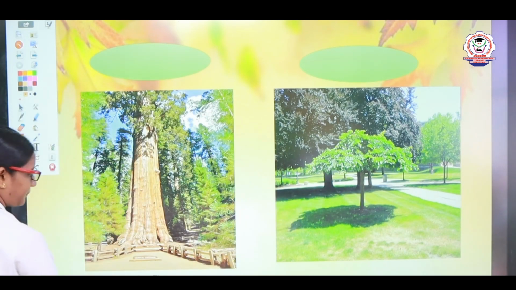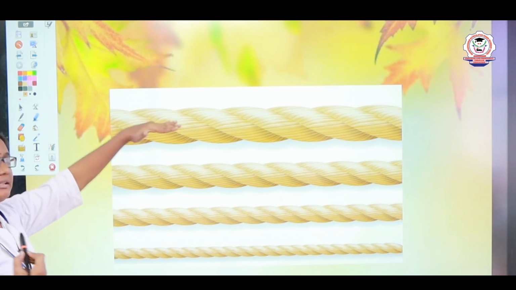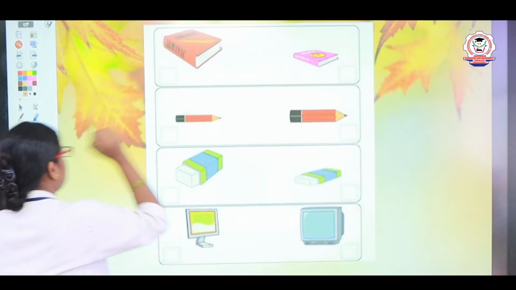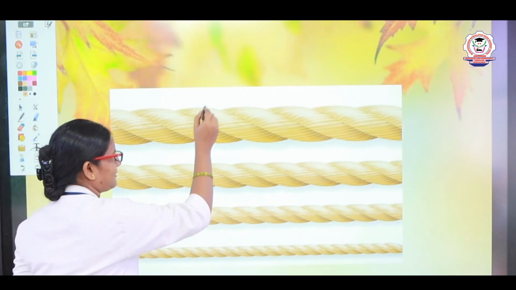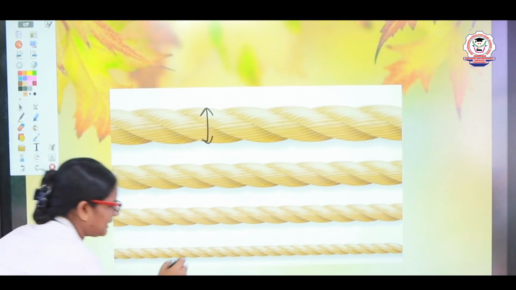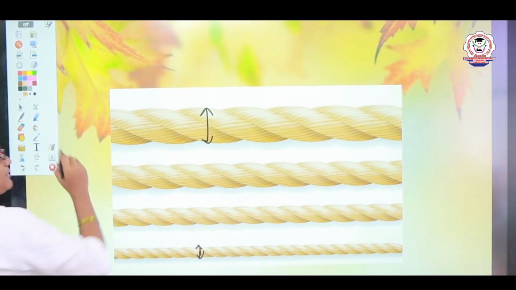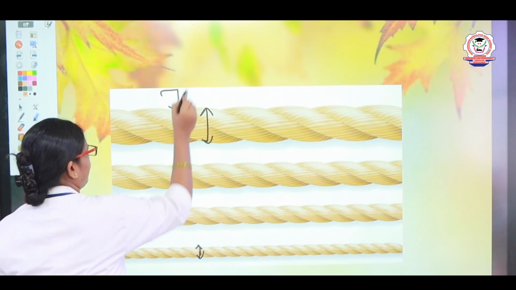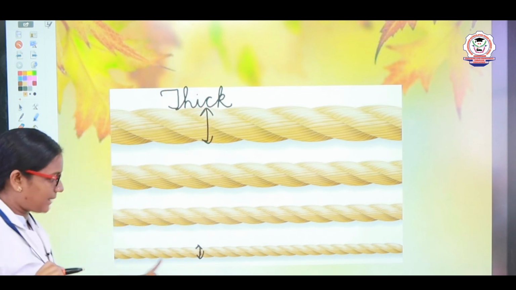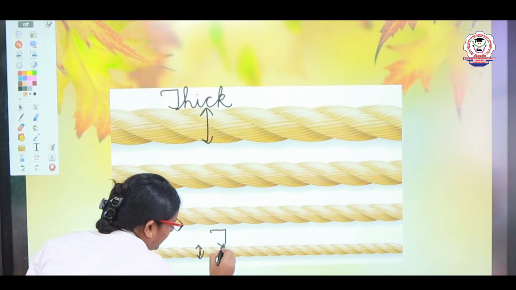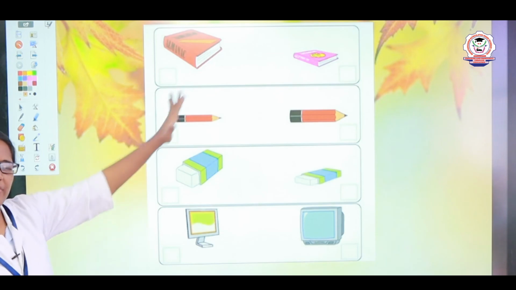Okay, children. And one more example. Now, tell me which is the thickest rope here? The one at the first. Yes, it has a broad surface. The first one has a broad surface, right? But the one at the last has a narrow surface, a small surface, right? So, this is thin. Which is the thick one? This is thick. T-H-I-C-K, thick. And which is the thinnest one? This is the thinnest one. T-H-I-N, thin. Okay, children.